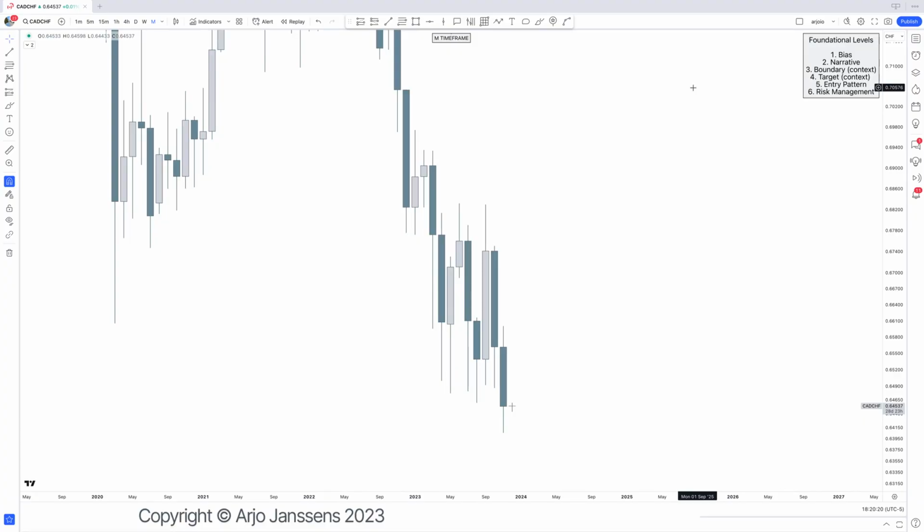So first you have a boundary of the context. Then you have a target of that context. Within that context is where you look for your entry pattern. Once the target has been reached, you do not look for your entry pattern anymore. You do not look for new entries anymore. You do not look to get involved in the market anymore until we create new context again. And that is where this video comes in, because once that target has been reached, once the context is gone, then what do we do? How do we go about that?